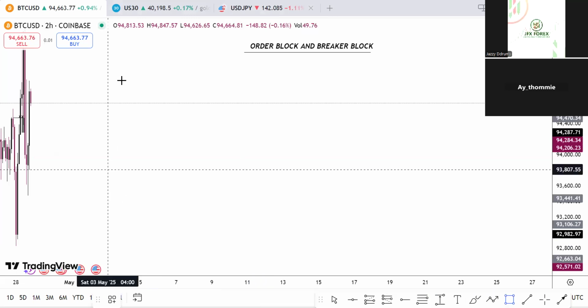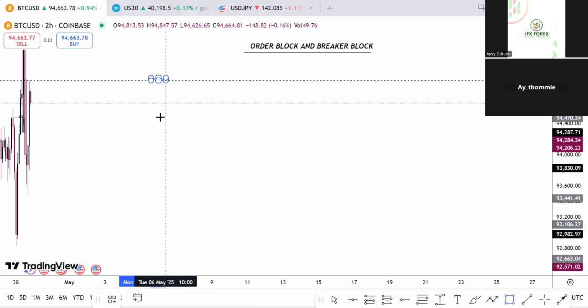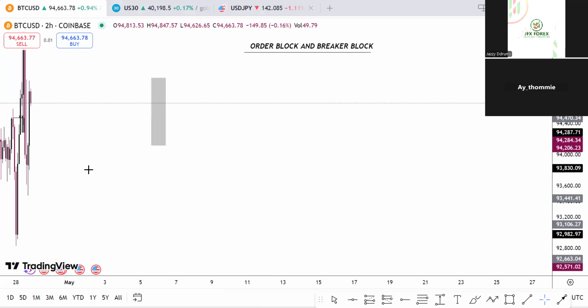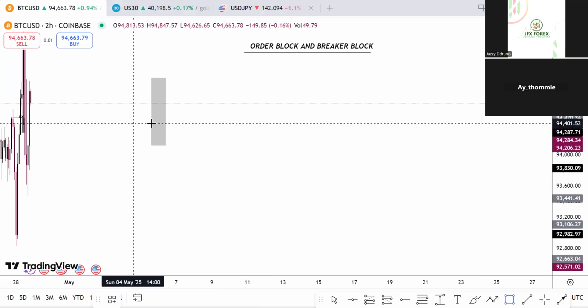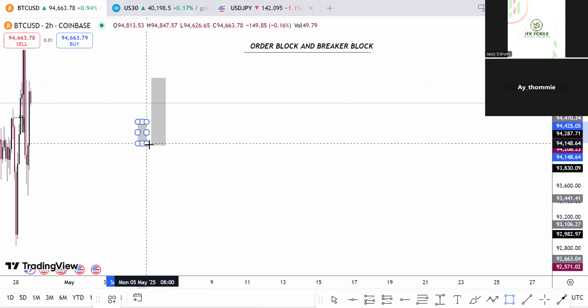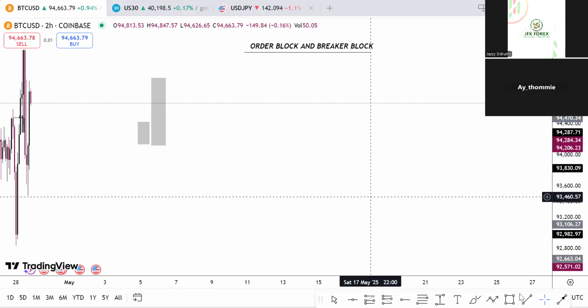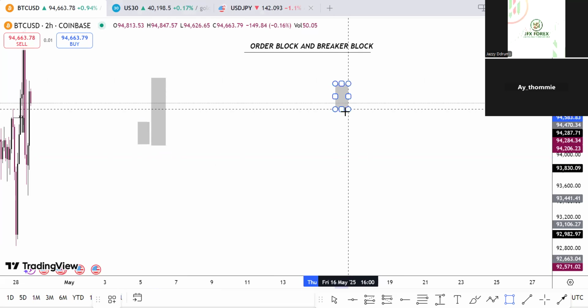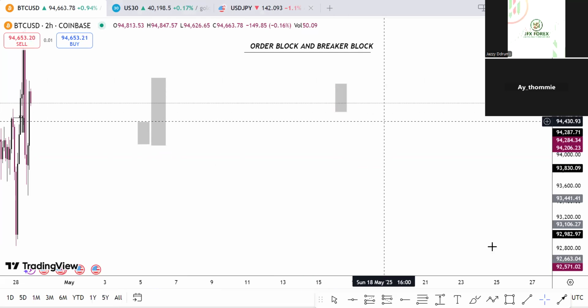So we'll start this way. This will represent the buy and this will represent the sell.